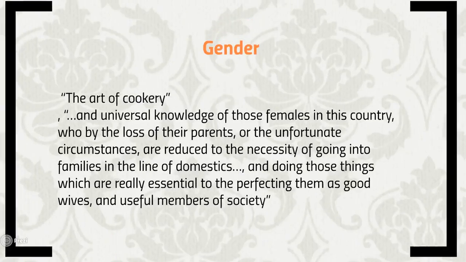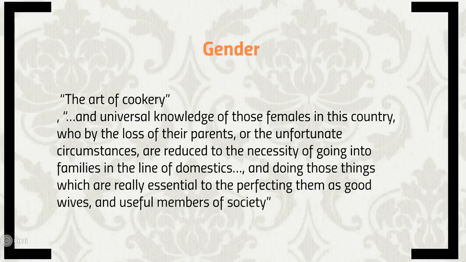The evolution of gender in America has had a long history since the beginning of our nation. In the book The Art of Cookery, the first book written in the United States by Amelia Simmons, it's really an honor that the first person who wrote a book in the US was a woman, we can see the perception of marriage in the year 1798. She mentions a universal knowledge of those females, in this country, who by the loss of their parents or other unfortunate circumstances are reduced to the necessity of going into families in the line of domestics and doing those things which are really essential to the perfecting them as good wives and useful members of society.